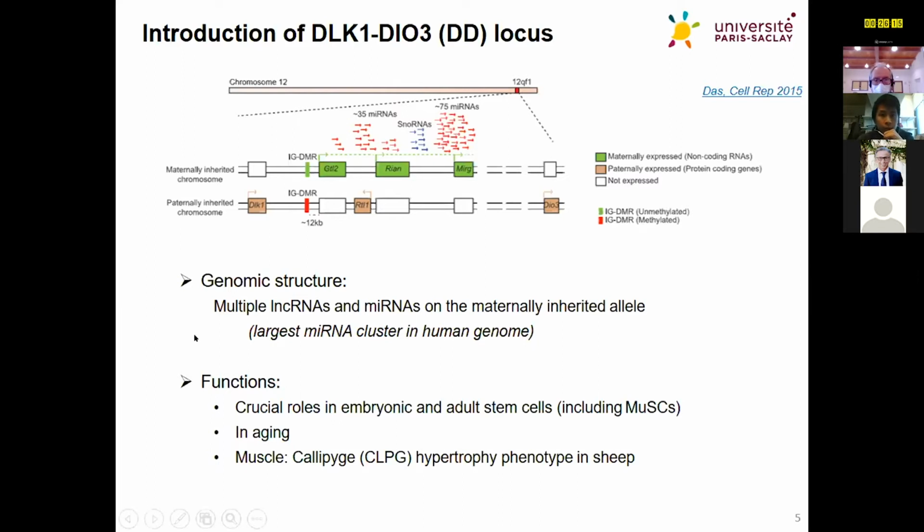The function of this locus is very well known and characterized in the stem cell field, especially in embryonic and adult stem cells. There are several papers that also mention muscle stem cells. It also functions in aging, and in the muscle phenotype, one of the most well-known phenotypes for this locus is the callipyge hypertrophy phenotype that we see in sheep.